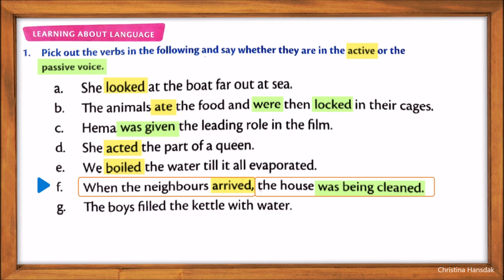The first part of this sentence is in active, means the subject, the neighbors, are doing some action. Which action? They have arrived. So, the verb arrived belongs to the active voice. Okay? The second part of this sentence is in passive, means the subject is not doing any action in this part of the sentence. So, the verb was being cleaned belongs to the passive voice. Alright?